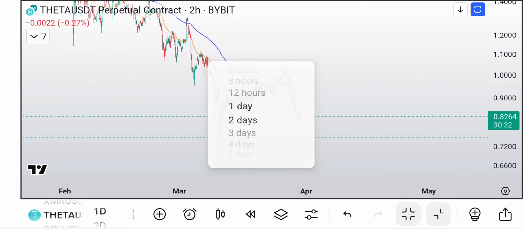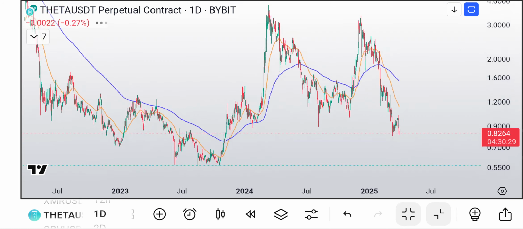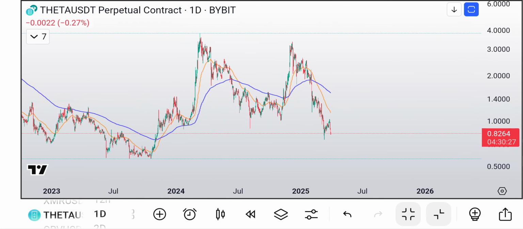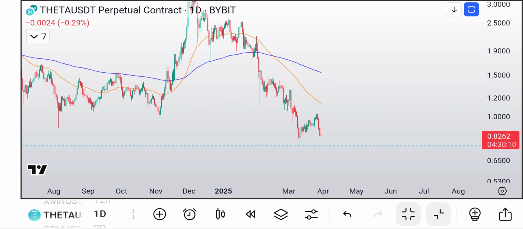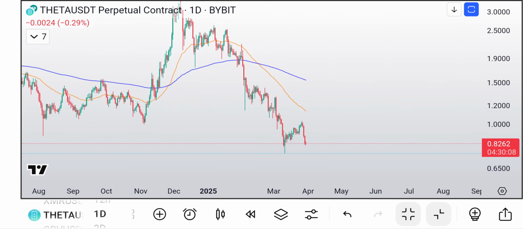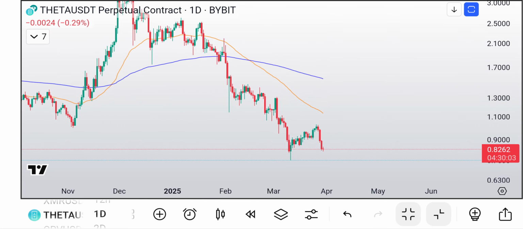So anyways, I don't think it's finished though. I think we got a little bit more downside, but I think this circle should be where we find a bottom and a retrace, because you could see Theta already had a death cross right here, and there was no rally. I mean, actually, there was a little bit of a rally, kind of right there as it happened.